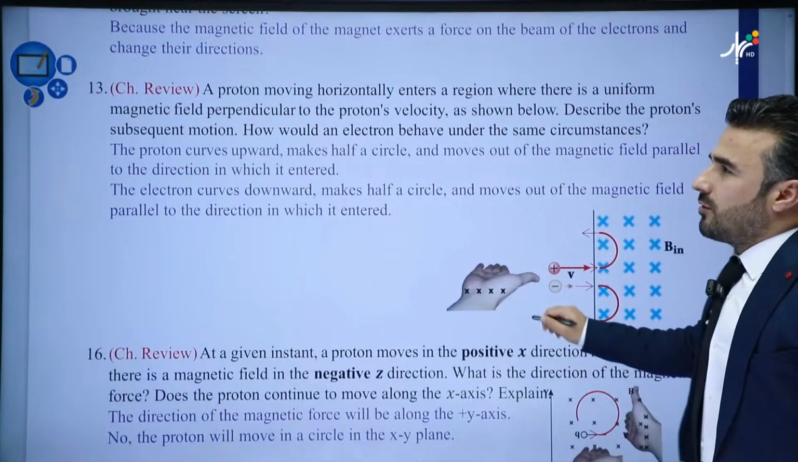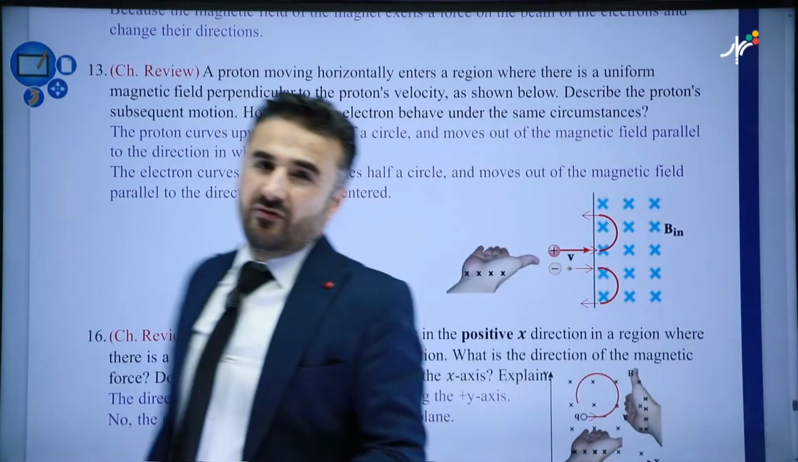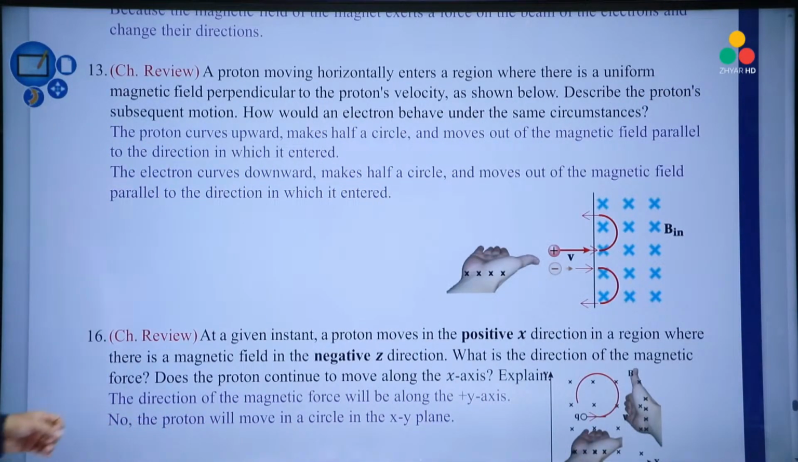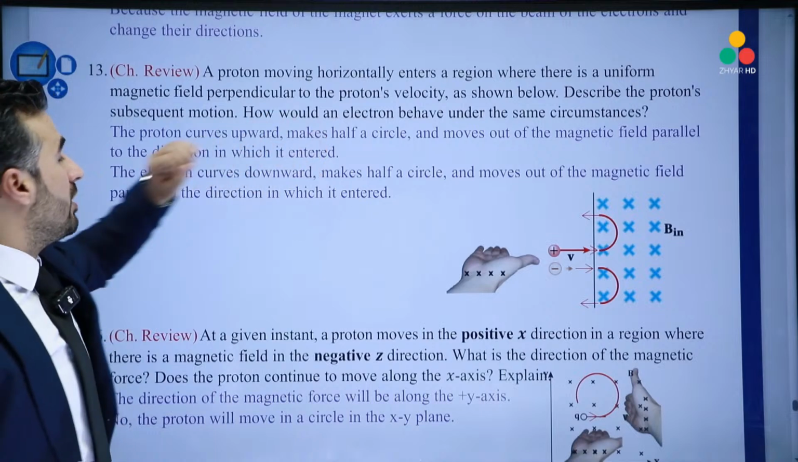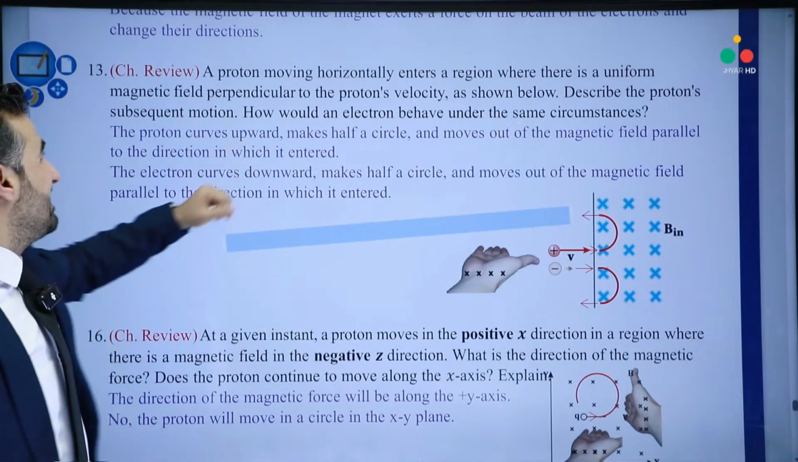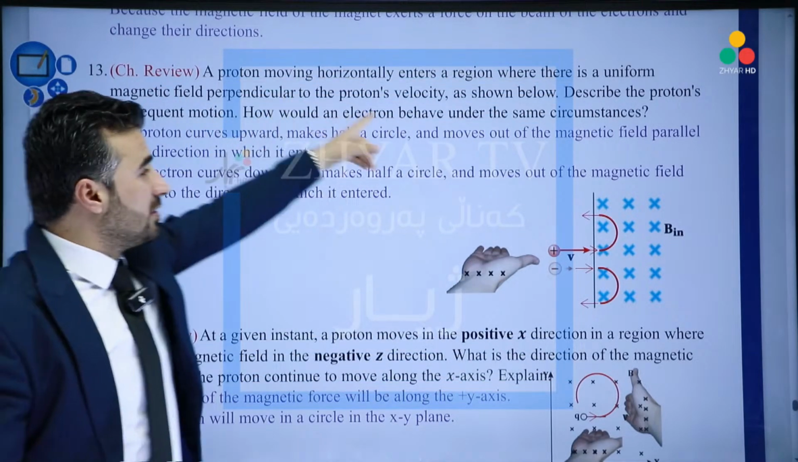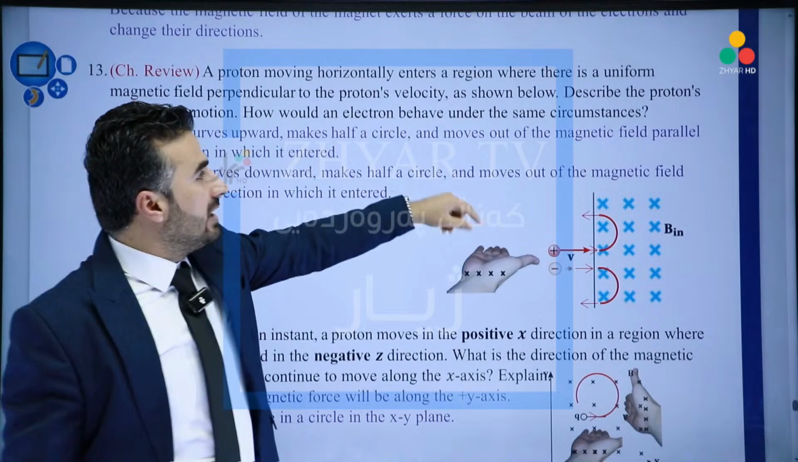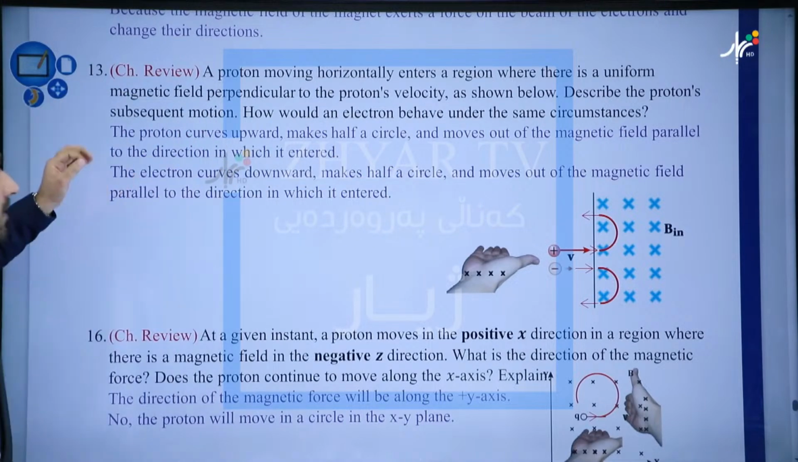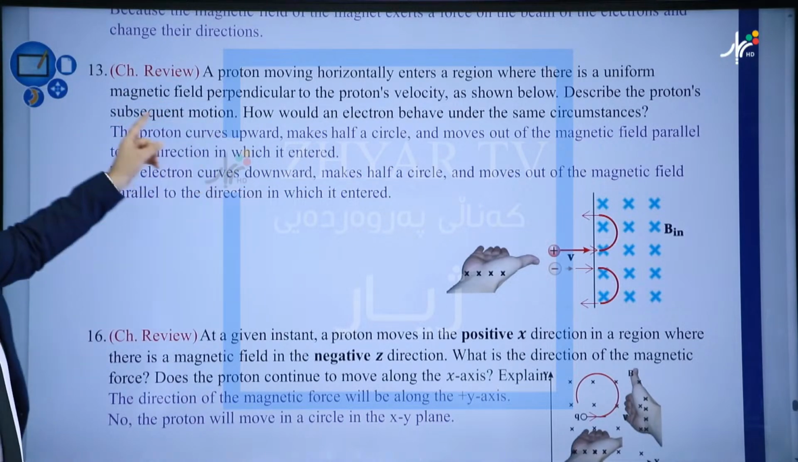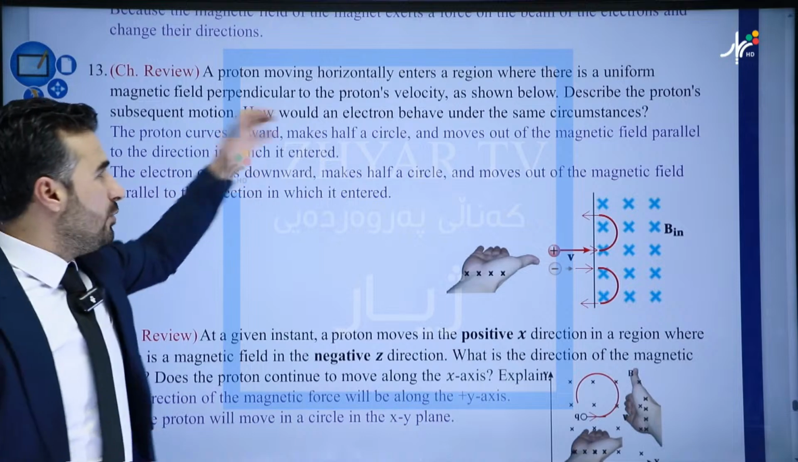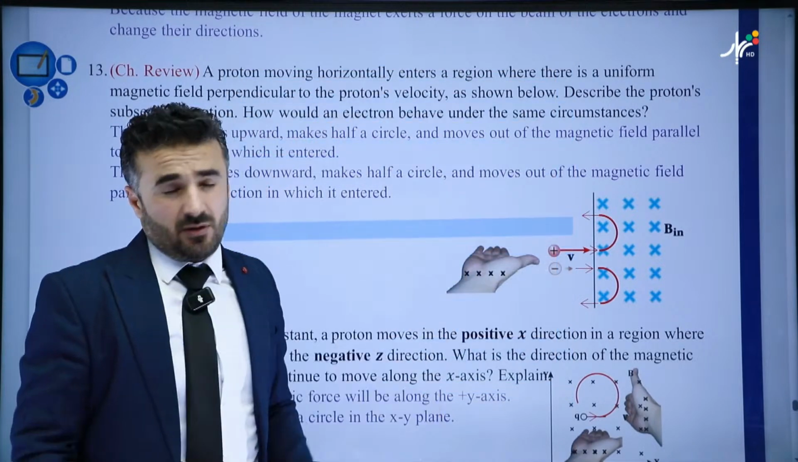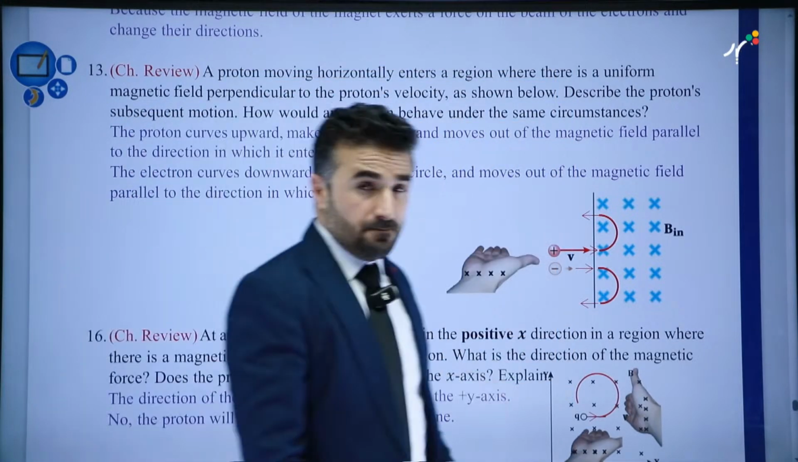Okay, take a look at question 13 as well. It says a proton is moving horizontally, yes? Horizontally enters a region where there is a uniform magnetic field, you can say, perpendicular to the proton's velocity, as shown below, you can see here. Describe the proton's subsequent motion, and how would an electron behave under the same circumstances? So take a look here as well.